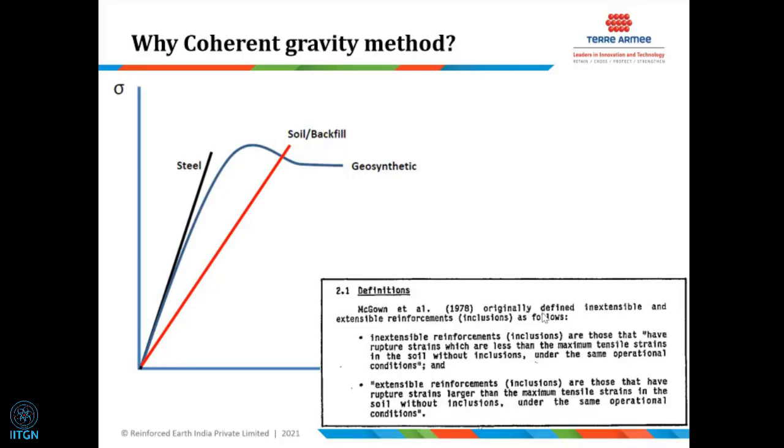Whereas in geosynthetic or synthetic reinforcement, it is the other way around. That means the soil deforms and then the force is mobilized. This is just to show you the stiffness difference between the two types of reinforcement, which really gives us the coherent gravity method. Because of the rigidity of the reinforcement, the behavior of the structure as you progress during construction, and once it is finished, is a little different. It's not exactly the same.